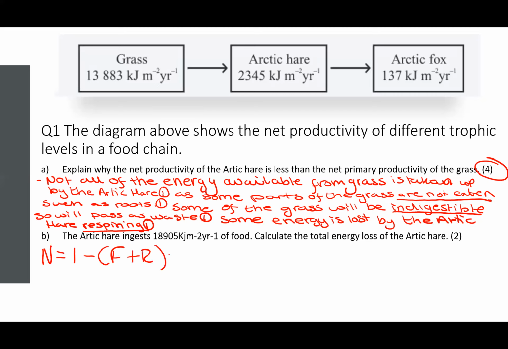So we've got our NPP of our Arctic hare here, which is 2,345. The amount that was ingested is given here, which is 18,905. And that's going to be minus F plus R.